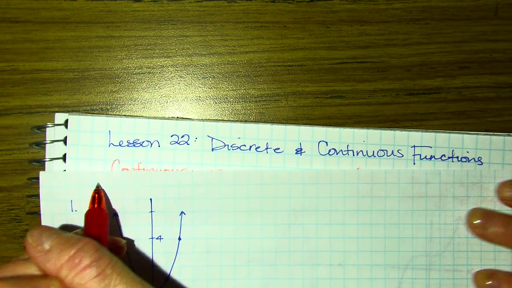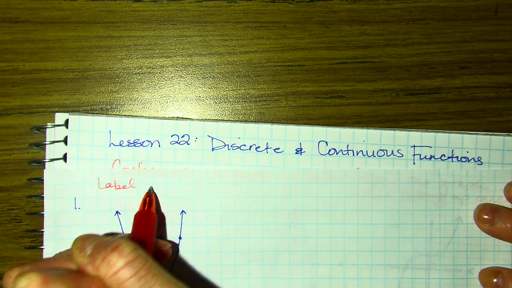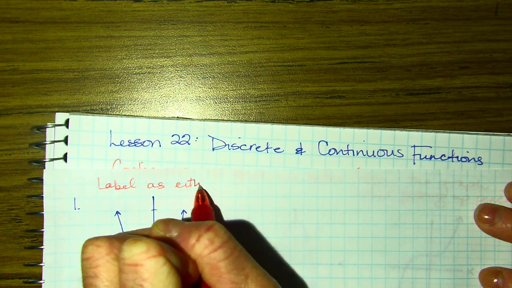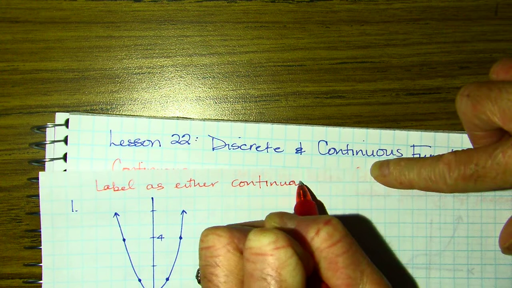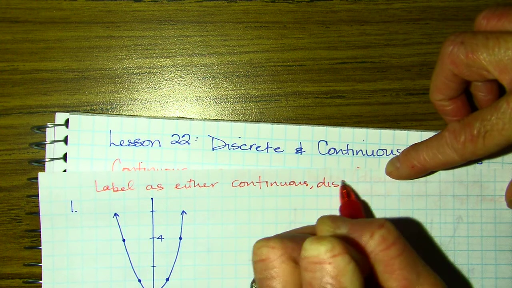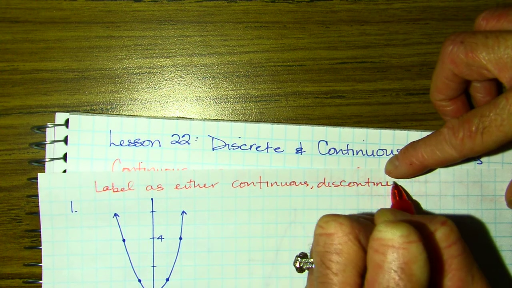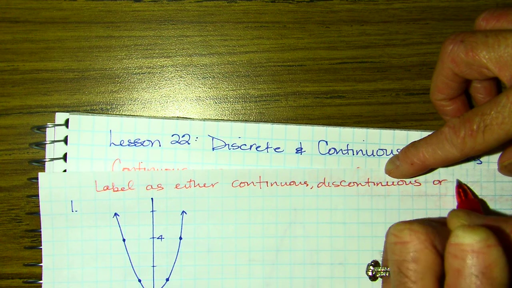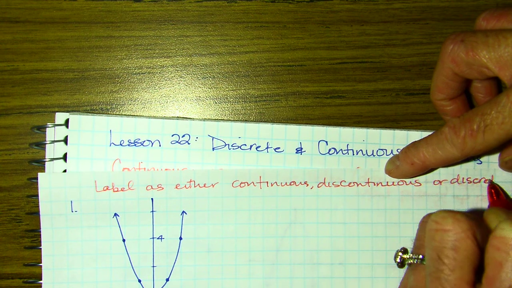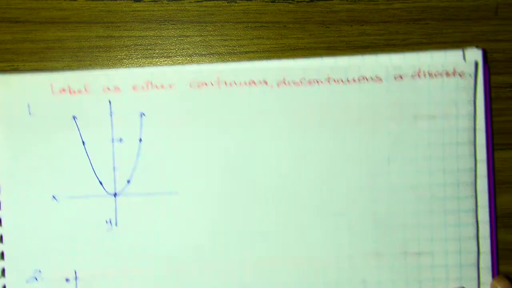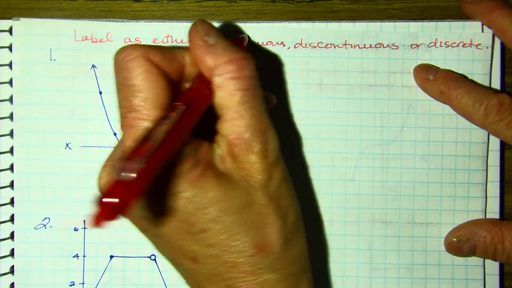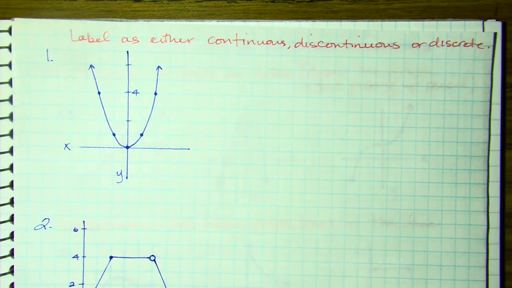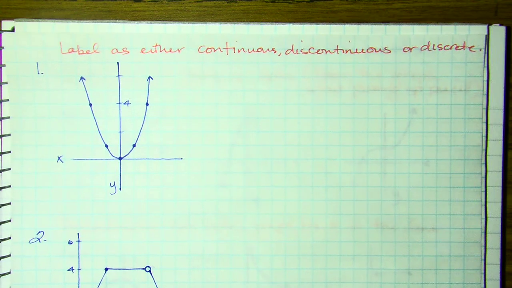Okay, so I'm going to do a couple examples with you where we have to identify. We're going to label each as either continuous, discontinuous, or discrete. And I'm going to practice doing domain and range. So here's this first example. If you guys were here, I would pass these out. And we're going to talk about example number 1.